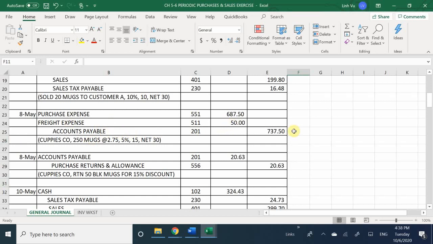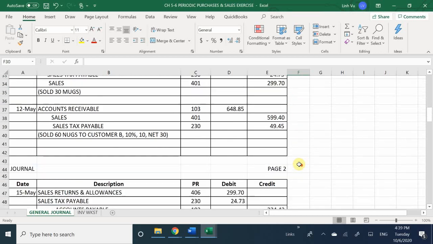And how much was my accounts payable there? $737.50. Did we also have any returns or allowances for this specific batch? Yes, on the same day they shipped us the wrong mugs, the black cups, and instead of giving us a refund, they gave us an allowance, a discount of $63. Good. So what's my total accounts payable now? It's going to be $716.87. Good. Now, for our third batch.